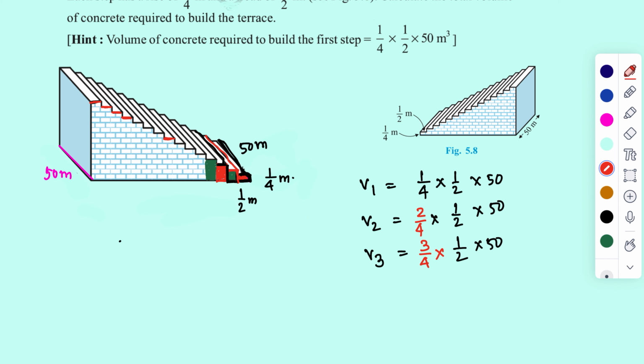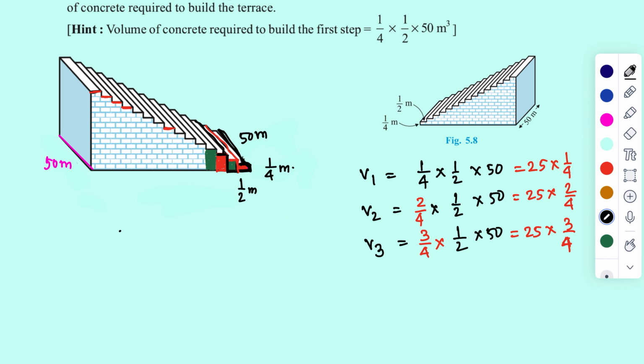We can write this will be equal to 25 into 1 by 4. This is equal to 25 into 2 by 4. This is equal to 25 into 3 by 4. In this way the series will be continued. Now if we take 25 as common, the series will be 25 by 4 for the first one, second one is 25 into 2 by 4, that is 50 by 4, and for the third one it is 75 by 4. In this way it will be continued. There are total 15 terms. This is the volume of the concrete needed for each step.